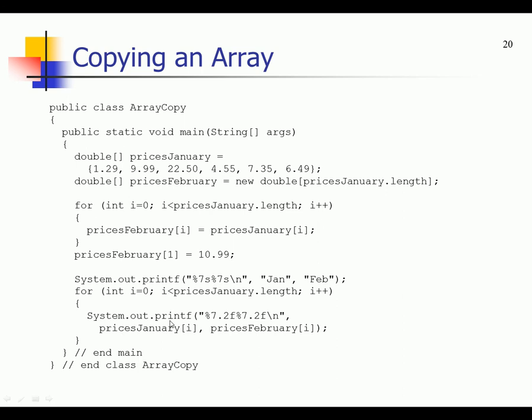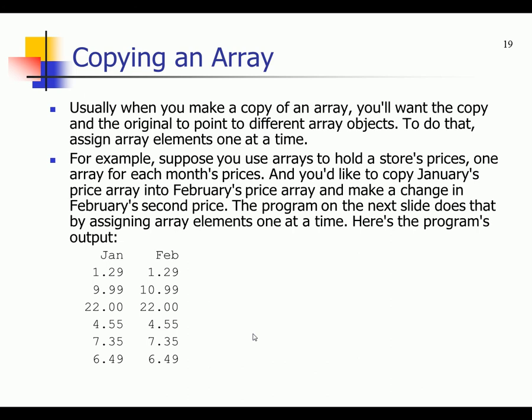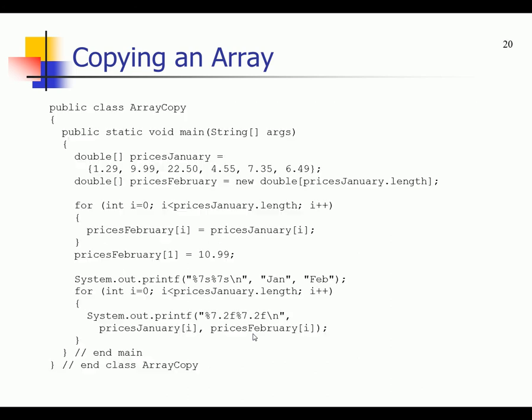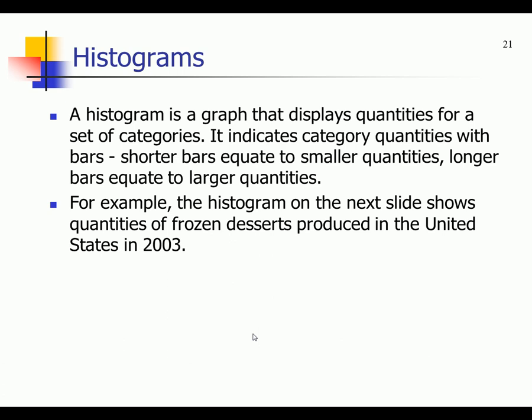He's got a loop. He's just outputting January price and February price. So, okay, and he's basically building that right there. That's what he built. Easy enough?